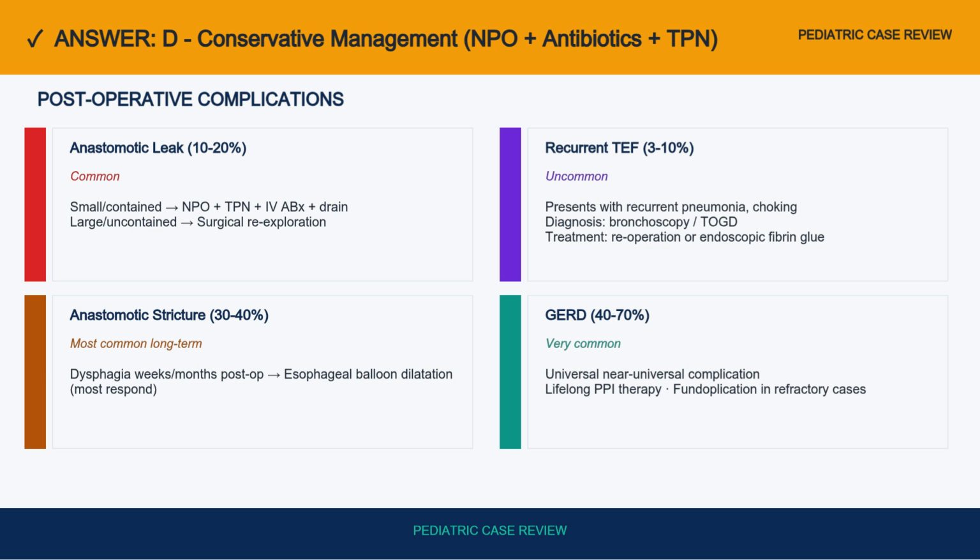The most common long-term complication is anastomotic stricture, affecting 30 to 40% of patients, which presents as progressive dysphagia weeks to months after repair and is treated with balloon esophageal dilatation. Gastroesophageal reflux disease occurs in 40 to 70%, requiring lifelong proton pump inhibitor therapy and Nissen fundoplication in refractory cases. Recurrent tracheoesophageal fistula occurs in 3 to 10% and is diagnosed by bronchoscopy.